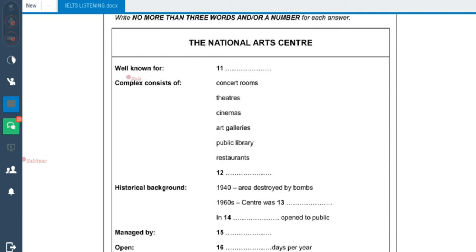the speaker will make use of synonyms. Don't expect the speaker to say well known for. That would be too simple. Expect the speaker to paraphrase it, to use synonyms. For example, instead of well known for, the speaker might say, the National Arts Center is famous for. Then the speaker will mention the answer. So your job is to listen for the missing words, to listen for the answer. When you hear the answer, you quickly answer it on the question paper.